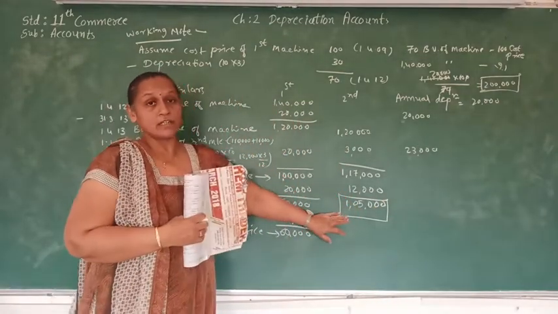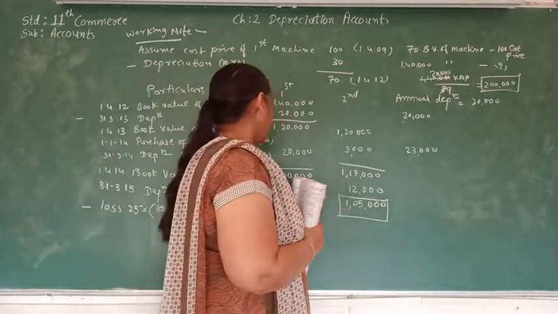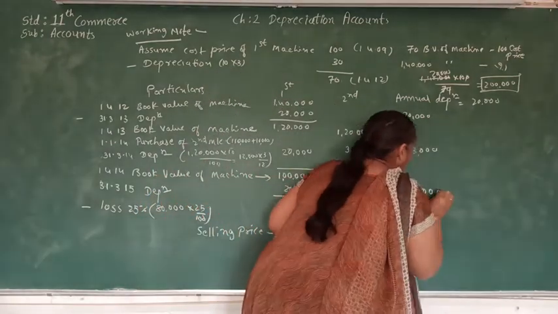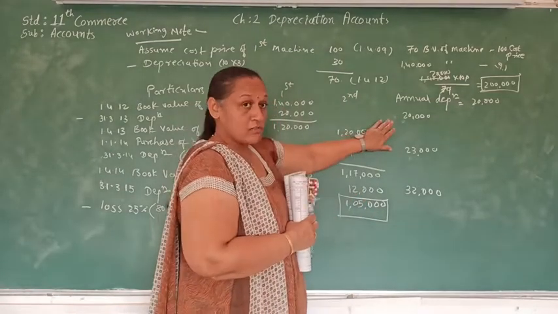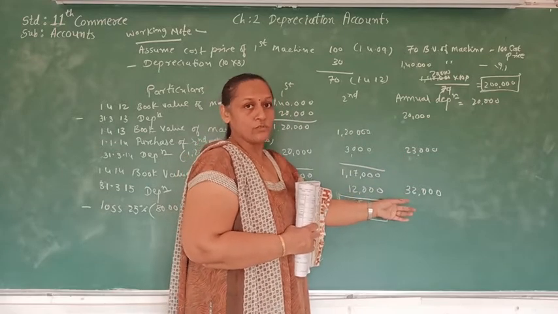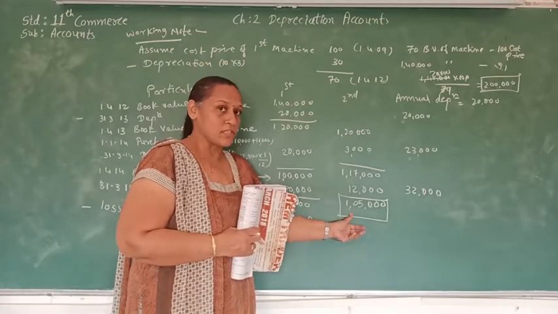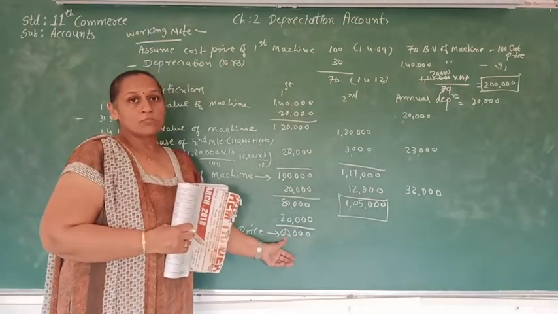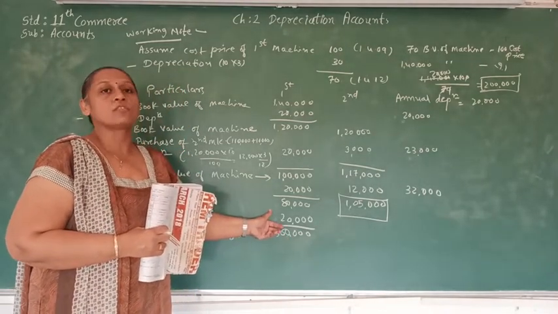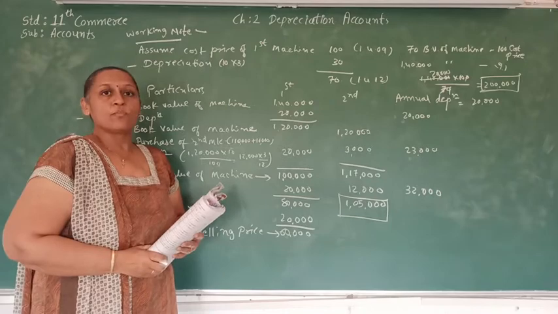So at the end of the third year, the balance of the machine account will be 1,05,000, and total depreciation of the third year will be 32,000. Depreciation for the first year will be 20,000, for the second year 23,000, for the third year 32,000, and the balance of the asset account at the end of the third year will be 1,05,000. This is the selling price of the machine, which we are going to get by bank, and this is the loss to the business, which will be debited to profit and loss account. Students, you may note down this, then we are going to prepare the machine account.